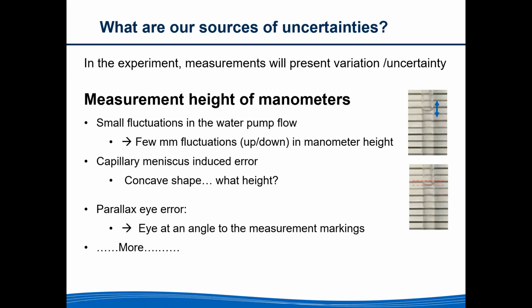There is also a capillary meniscus. Surface tension creates a capillary meniscus, so the line of water is not straight, it has a little concave shape. And this concave shape makes us ask, where do we measure exactly the height that we want to use? There are also parallax errors. Depending on where you watch and the angle of vision, you can measure different readings, depending on the angle of your eyes in relation to the measuring tool. I can also identify more possible sources of uncertainty.